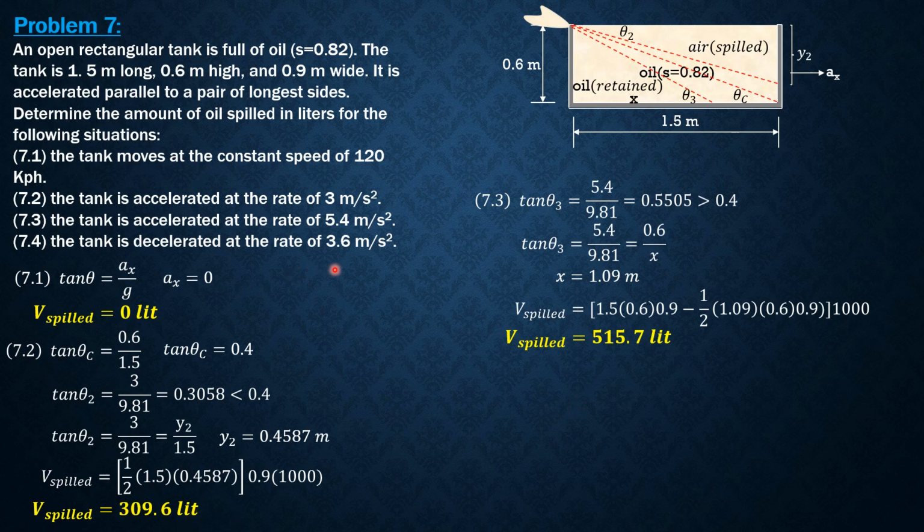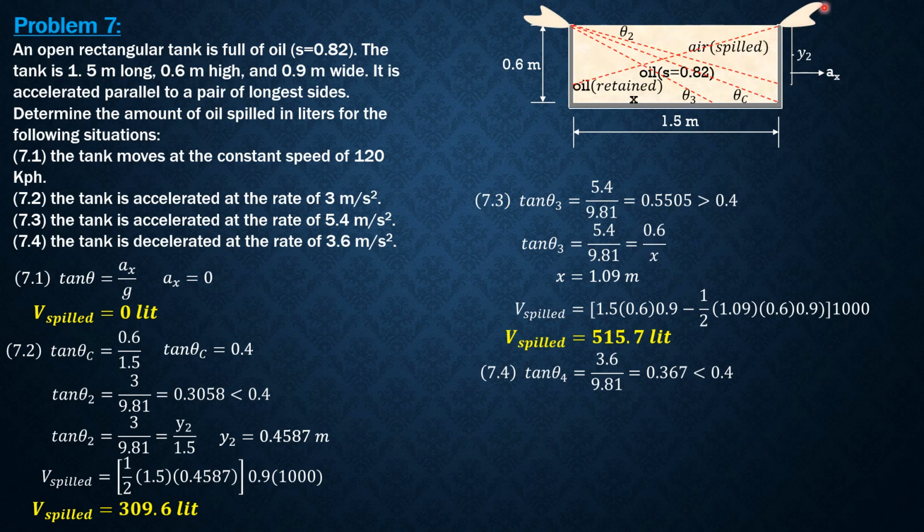Then the tank is decelerated at 3.6 meters per second square. This is supposedly negative ax, but we'll just make it positive. What we change is just the slope. It is opposite to this, so it is going to the right. But let's evaluate tangent theta 4 first and compare it with 0.4 or theta c. So 3.6 over 9.81 is only 0.367, which is less than 0.4. So that means the surface will go from above this bottom left corner to that upper right corner there.